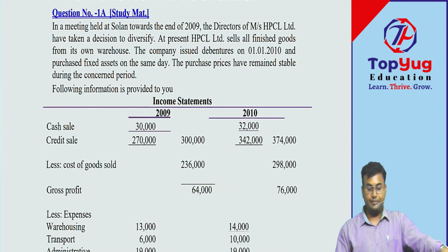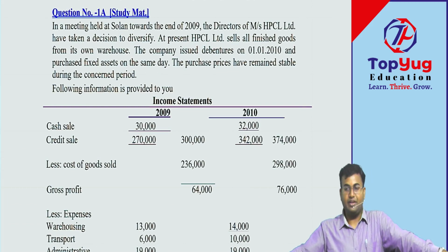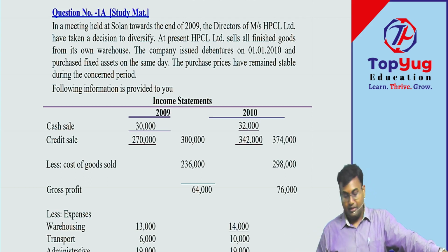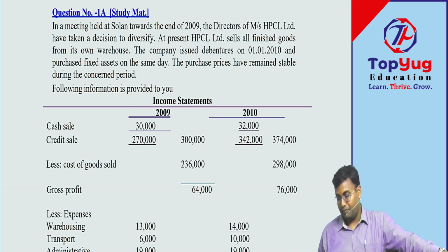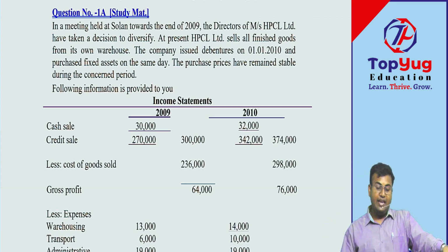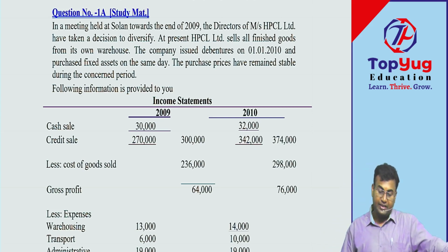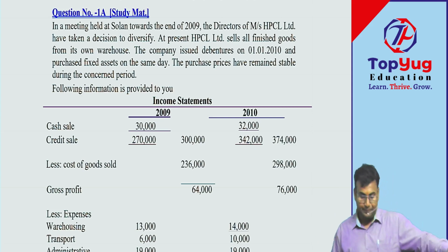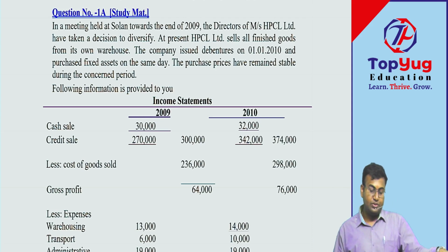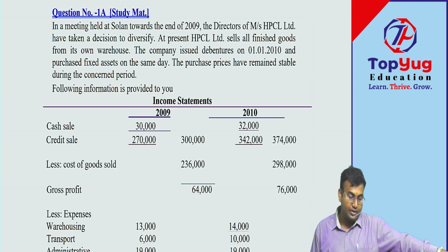Okay. Practical problems. Now we are going to a practical problem section. I believe we have a very good understanding of what ratios can result into. Let's see how practically we will be able to do it. Let's look at the first problem and then we'll start solving it. This is the first problem directly copy pasted from your study material. In a meeting held at Solon towards the end of 2009, the directors of HPCL Limited have taken a decision to diversify. At present, HPCL Limited sells all finished goods from its own warehouse. Right? HPCL is Hindustan Petroleum Corporation Limited. So they are selling everything from their own warehouse.